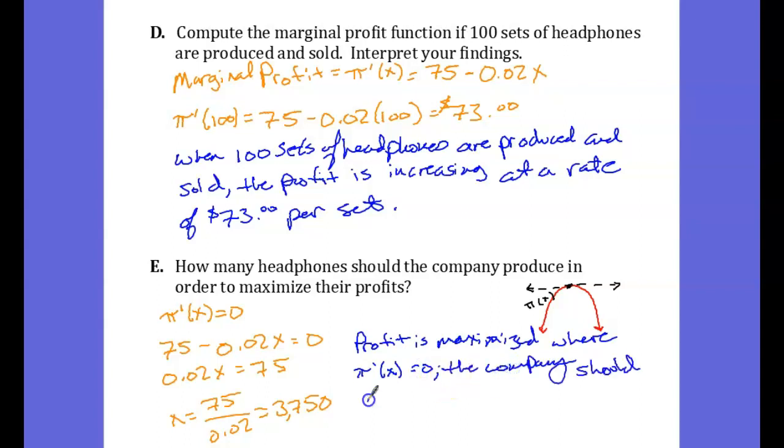The company should produce 3,750 sets of headphones. If they produce fewer or more than 3,750, then they will not make the maximum amount of money that they can make.